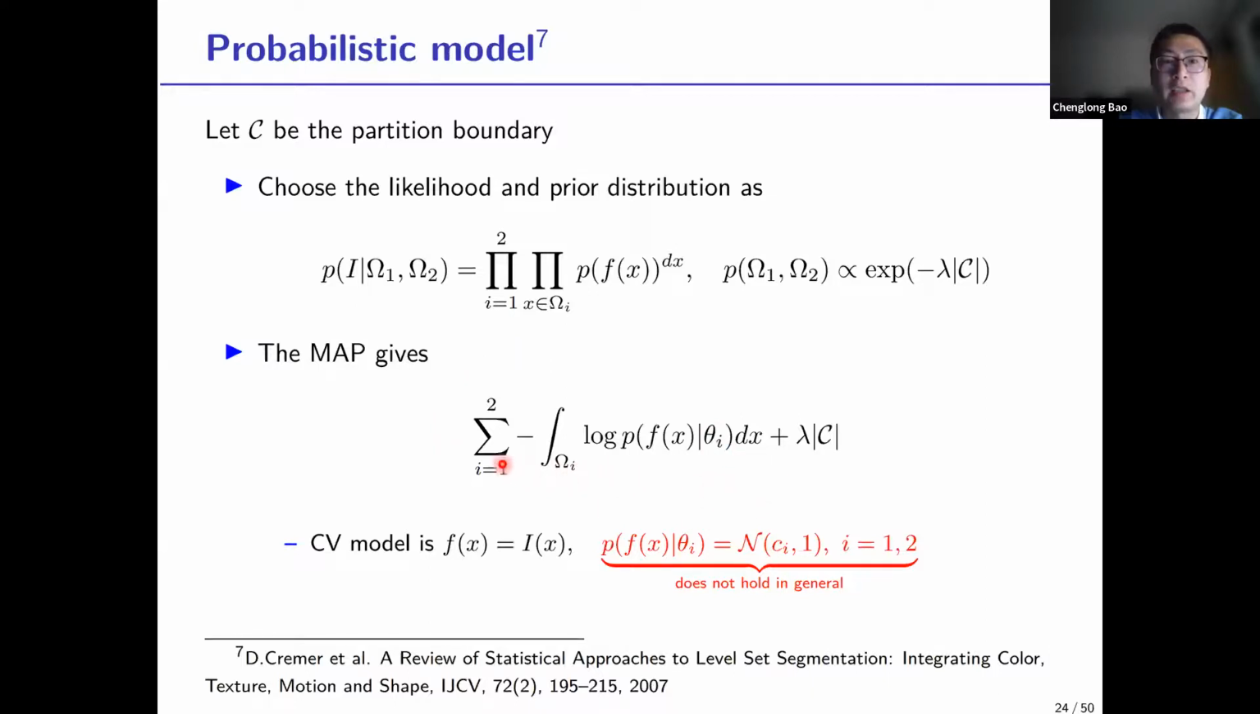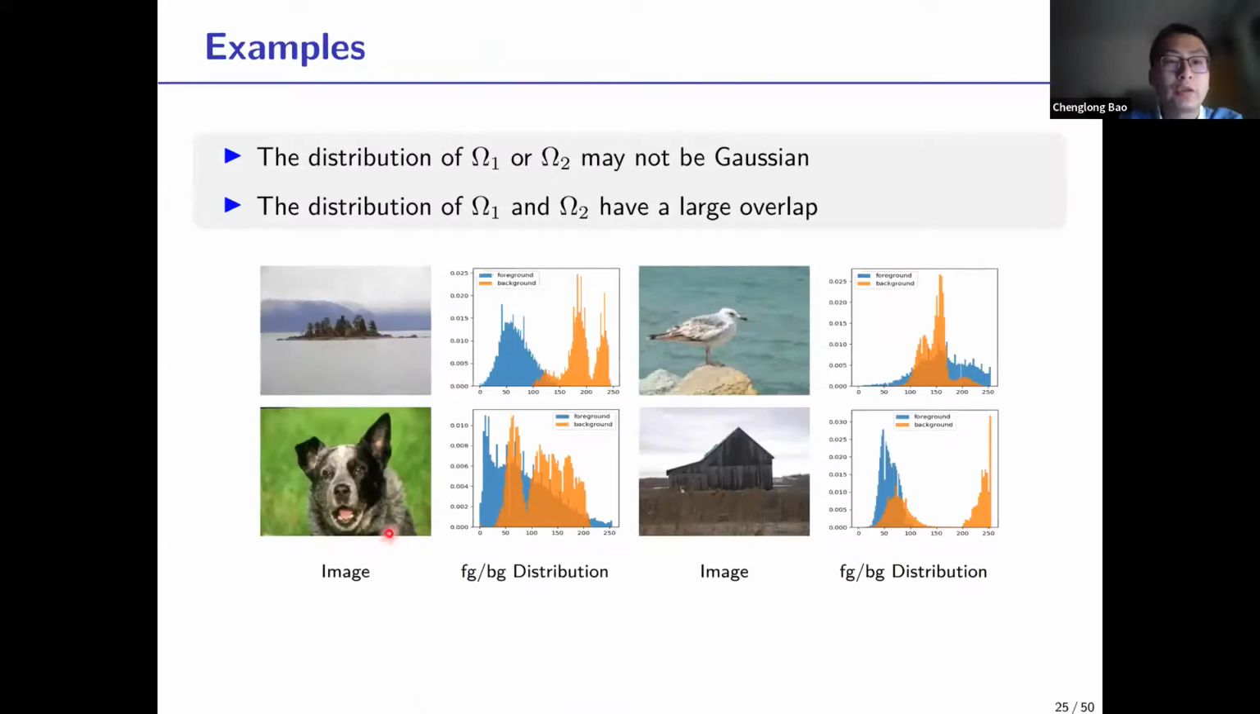And the first term is the likelihood. In the CV model, we know that it basically assumes that the foreground and the background follow Gaussian distributions. But we know this assumption does not hold in general. These 4 examples show the distributions of foreground and background. The blue histogram is the distribution of the background, and the orange histogram is the distribution of the foreground. And we know that the distributions of omega-1 and omega-2 are non-Gaussian, and sometimes they may have a large overlap. So it is natural to expect that the CV model fails in these cases.